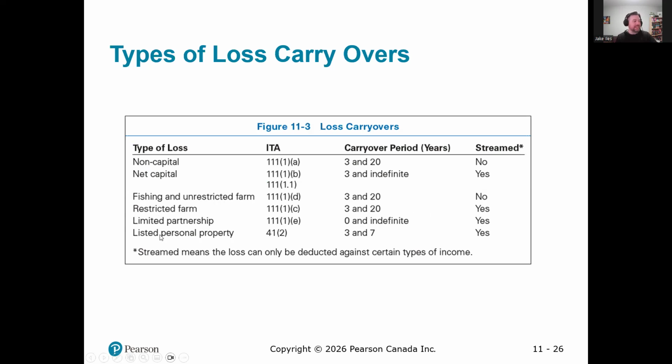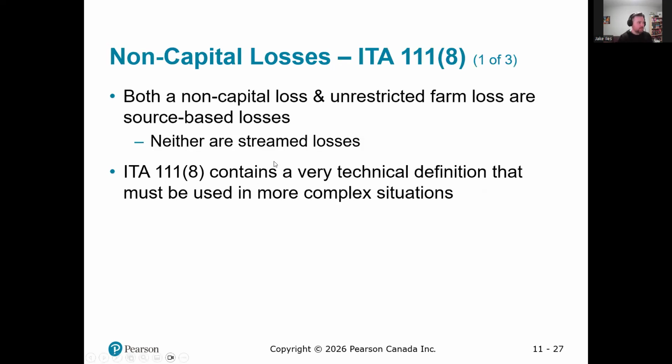They are streamed. Listed personal property has the shortest time frame. It can go back 3 years, forward 7, but you can only use those losses when you have LPP gains. So of our various losses, the most limited one is that listed personal property. So if you're wanting to invest in coins personally, if you think you might have a loss, you might want to prepare yourself to have a gain within short order of that time frame, because you want to be able to use those losses.